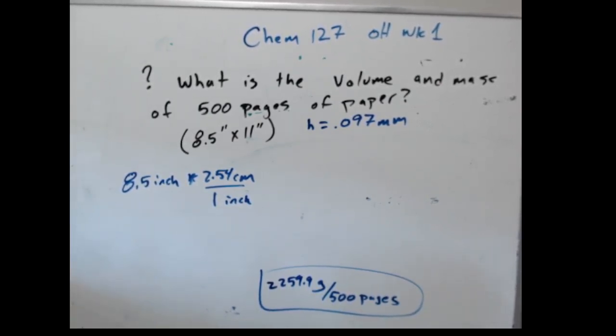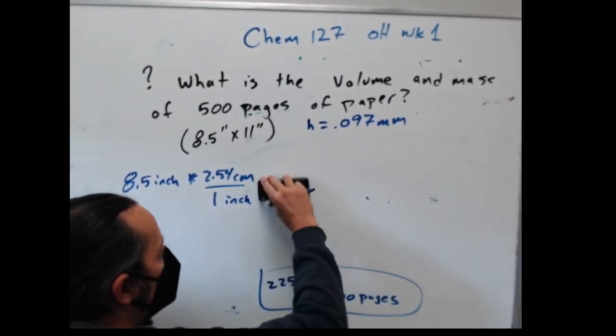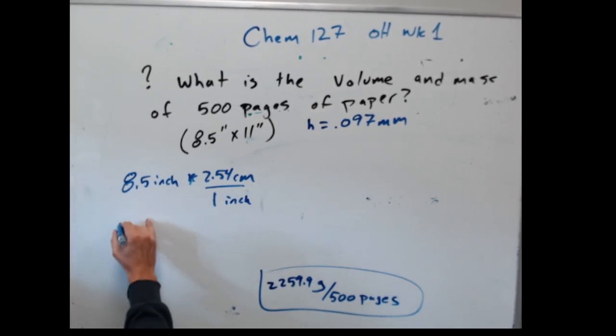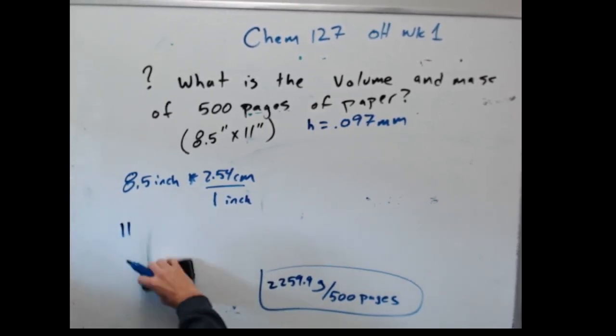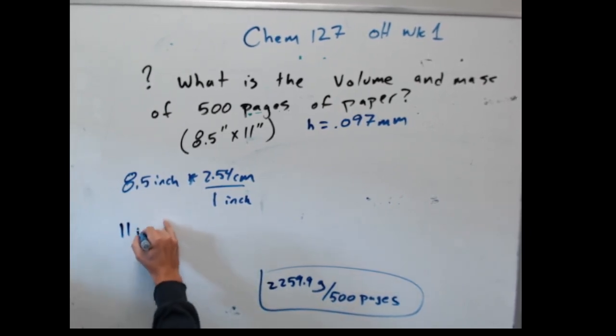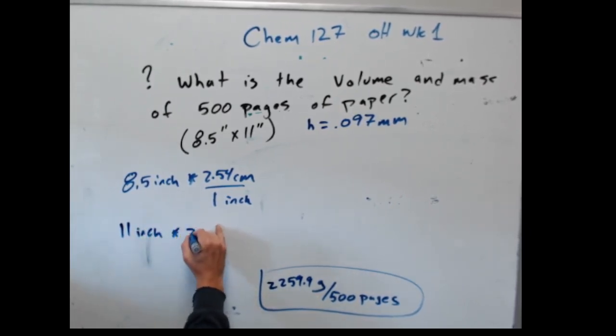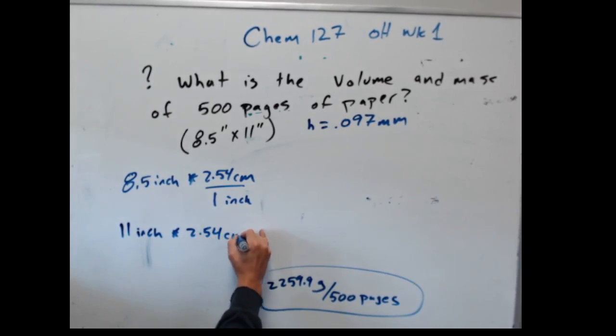That's going to get me to centimeters. I'm going to do the same thing with my 11. So I'm going to take my 11, and I'm going to multiply, that's 11 inch times 2.54 centimeters per 1 inch.